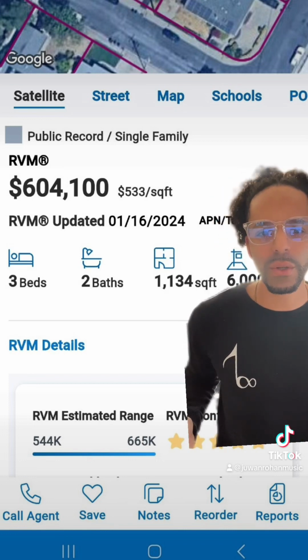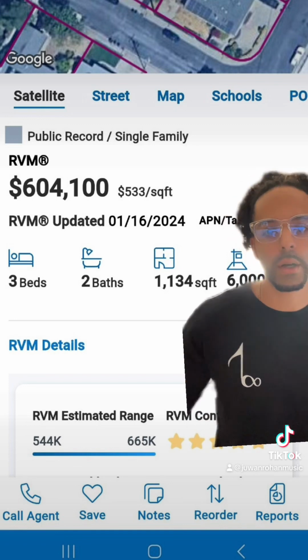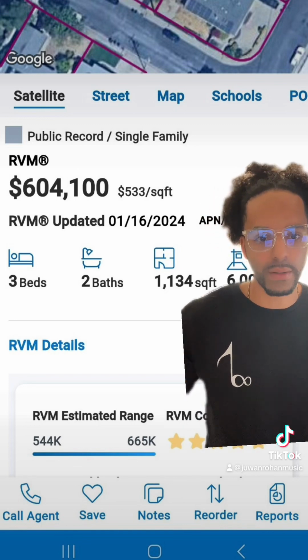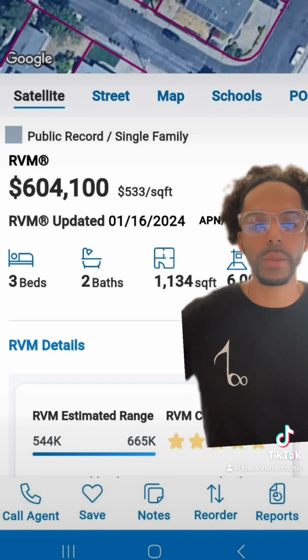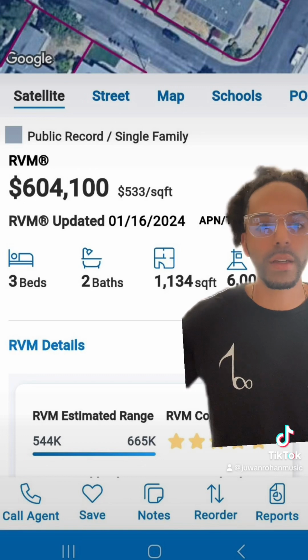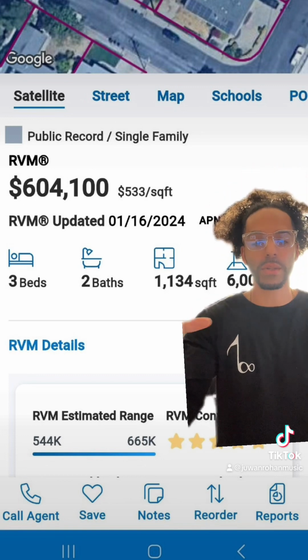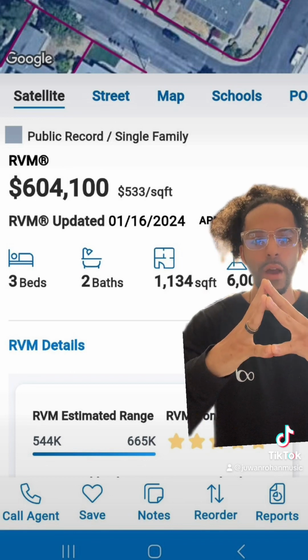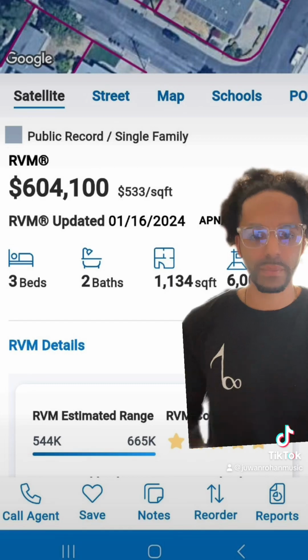I typically don't use this when I'm working with investors because there could be a home sold at $400,000 and then $700,000, right? And they're completely different homes. One home might be a fixer, one home might be completely updated, but the RVM is going to add both of those into the equation. When you're fixing and flipping, you don't want to add both of those into the equation.